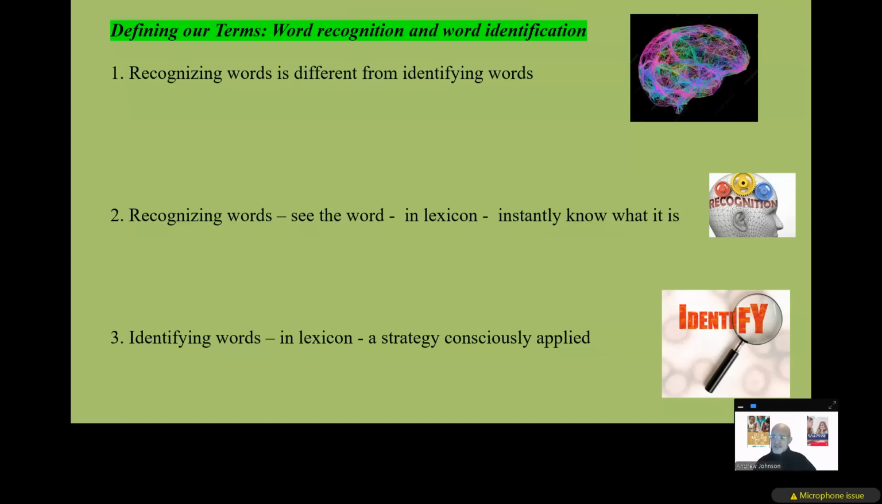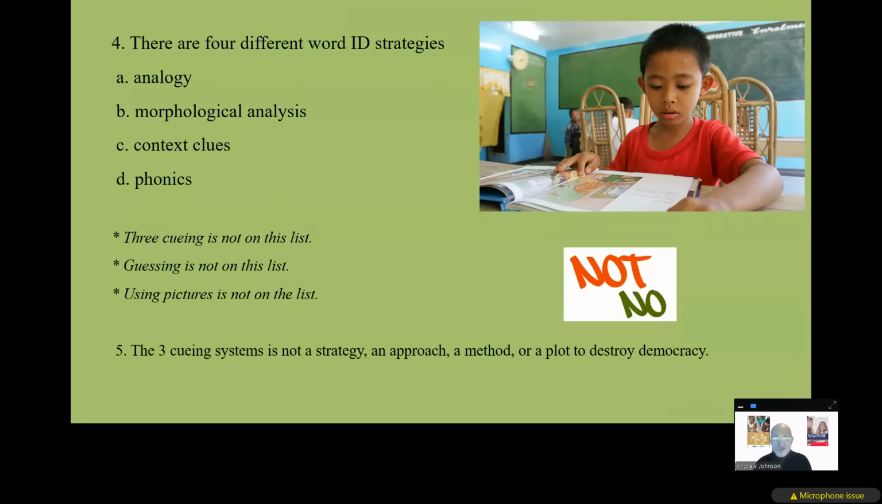Recognizing a word: it's in your lexicon, in the dictionary in your head. You see it while reading and you instantly know what it is. I recognize you. Identifying words: again, in your lexicon, you see it, but you do not recognize it. You don't automatically know what it is. So you must consciously apply a strategy. I don't know that word. I think I will use this strategy.